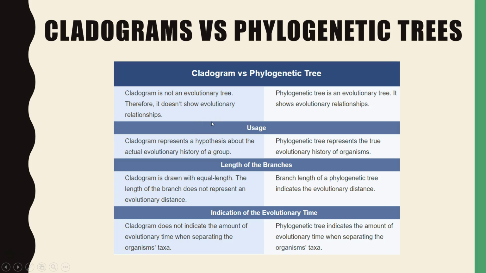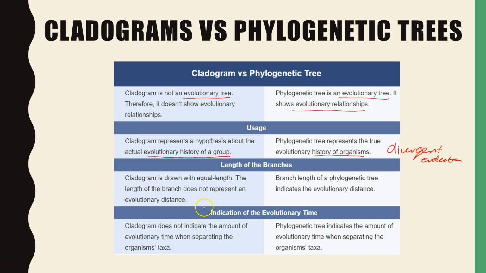These are some differences between cladograms and phylogenetic trees. A phylogenetic tree is an evolutionary tree and it shows evolutionary relationships, whereas a cladogram is not an evolutionary tree. It doesn't show evolutionary relationships. It's talking about the characteristics and how they're similar. Phylogenetic trees show the history of the organisms, and that's through divergent evolution. However, cladograms are a hypothesis about the evolutionary history of a group, so they don't always have to be true.